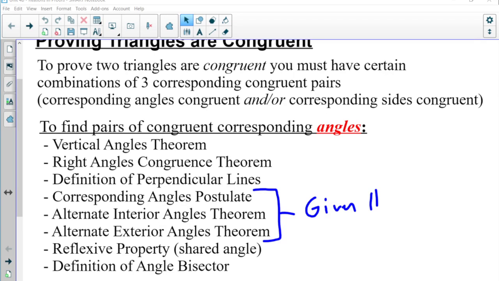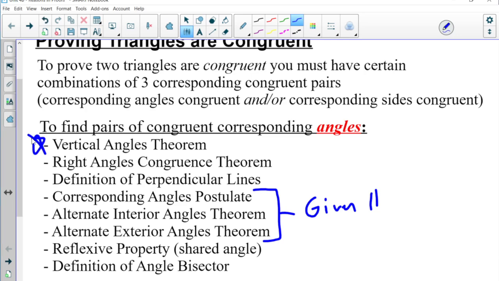Starting with our angles. So this is about proving the triangles congruent. And if we want to prove triangles congruent, then we want to talk about our sides and angles that we can prove congruent. I'm going to go ahead and put a star by the ones that we use the most often, but I'll talk about all of them.